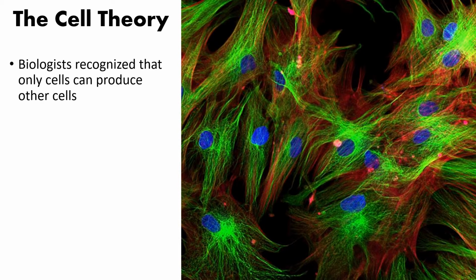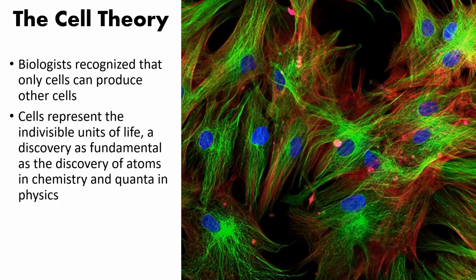Okay, so biologists have since recognized that only cells can produce other cells. You do not get a cell out of nothing, at least at this point in the history of life. We will talk about how we think the first cells ever on the planet were formed, and that takes place in a very different environment that we'll mention in a few lectures.